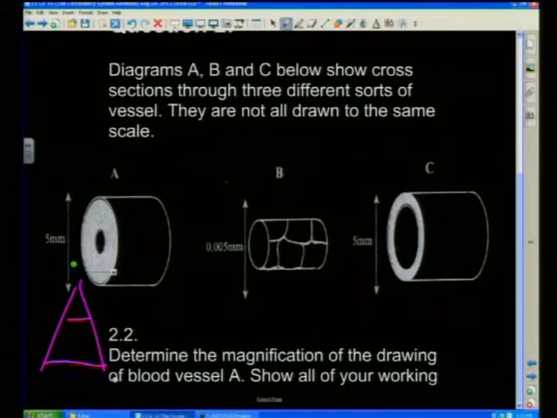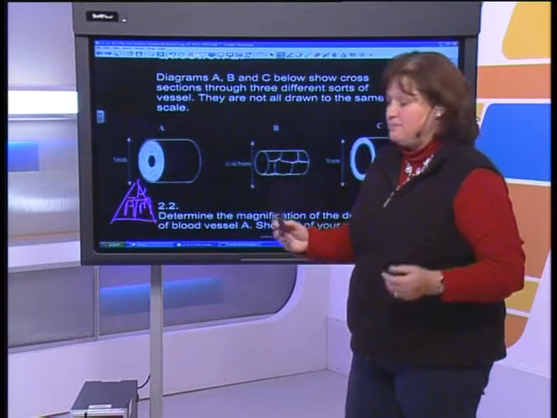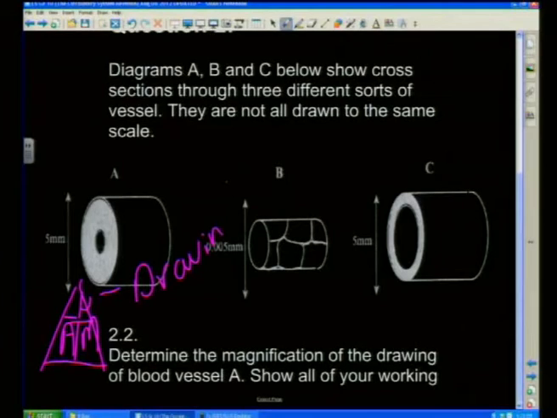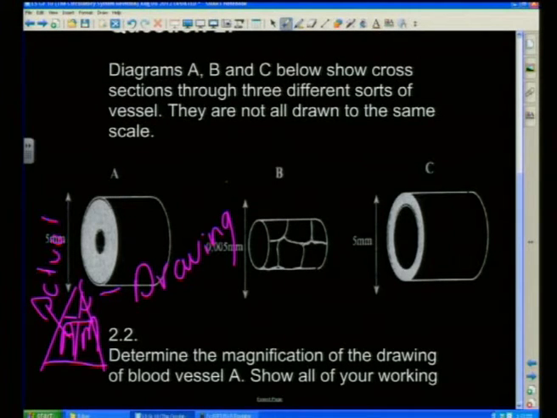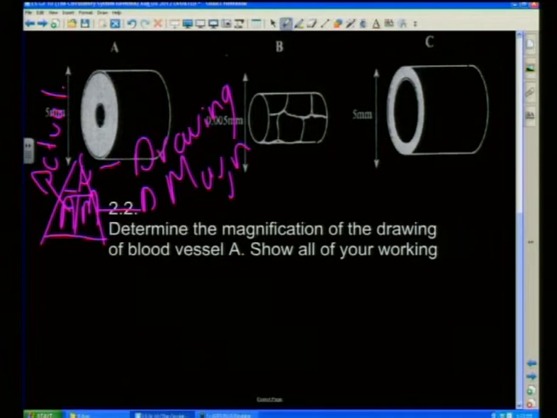We call it the DAM triangle. So it is a D. Then we move over here, we've got an A and an M. What it simply stands for: D is the drawing size, A is its actual size, and M stands for magnification.